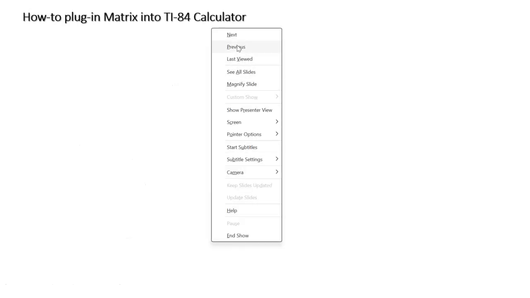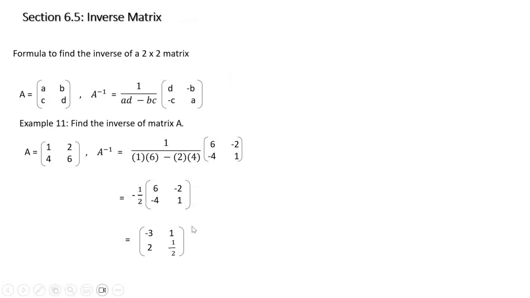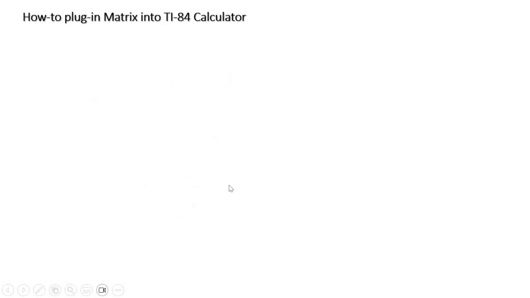Let me go back real quick. Right, this is your inverse. Okay, now I also show my students how to plug it into the TI-84 calculator. You follow these steps, it's going to help you plug it in. But I always tell my students that this is only to check their work, but they have to show me all the work on the exam.